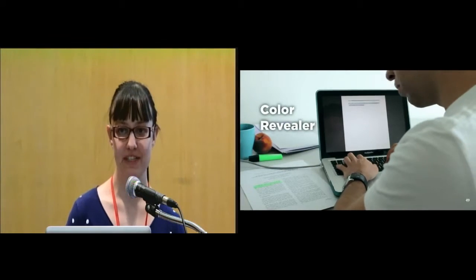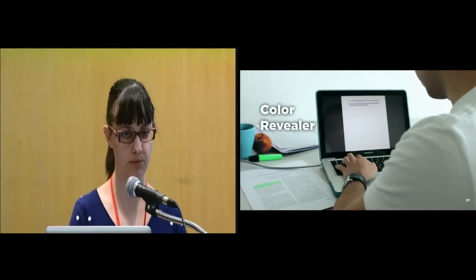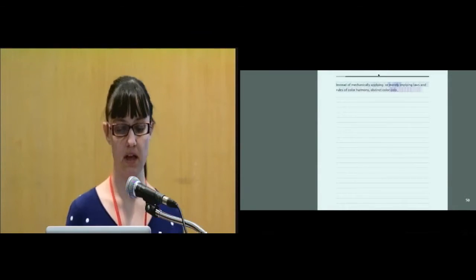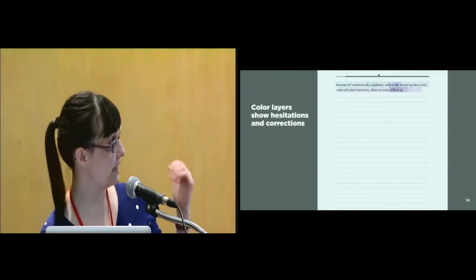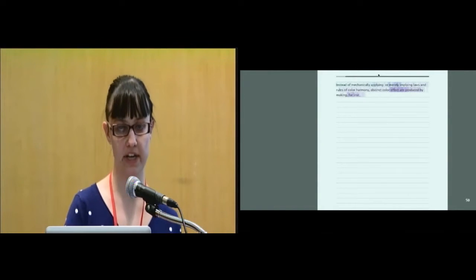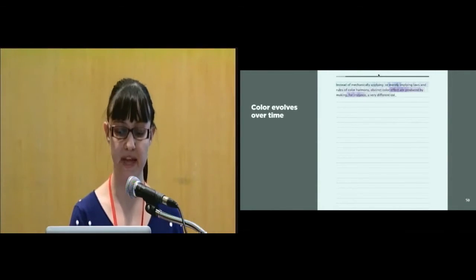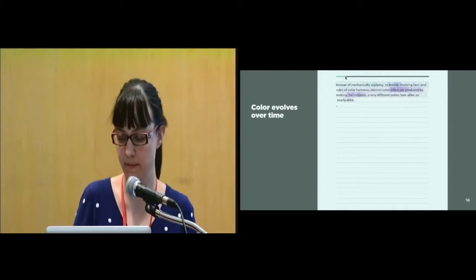It's based on the process dimension, and here the idea is to be able to reveal the writing process through color. So here the user types words and letters, and it adds color layers behind. So whenever you are deleting something or hesitating, it will add opacity, and also the color evolves over time, so it really reflects your writing process.